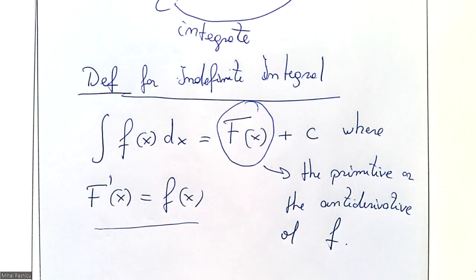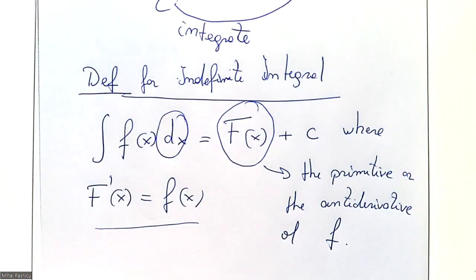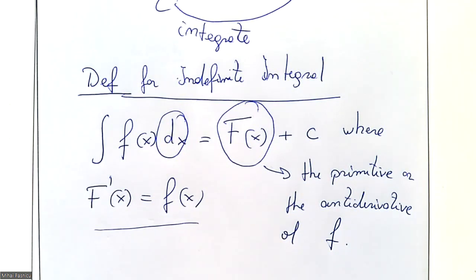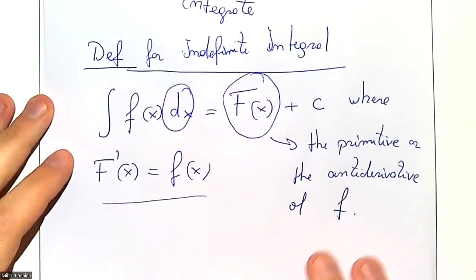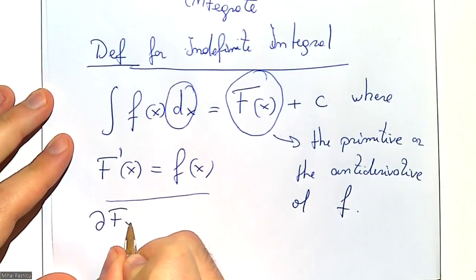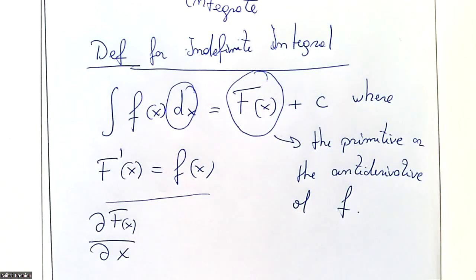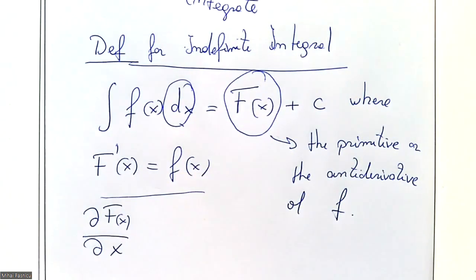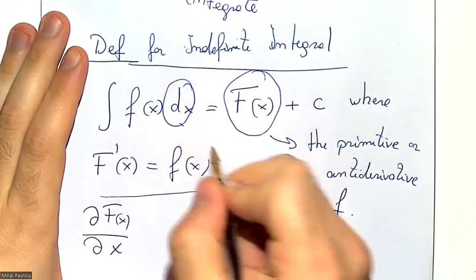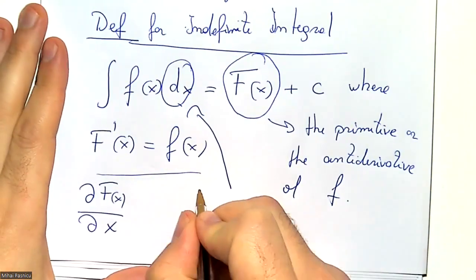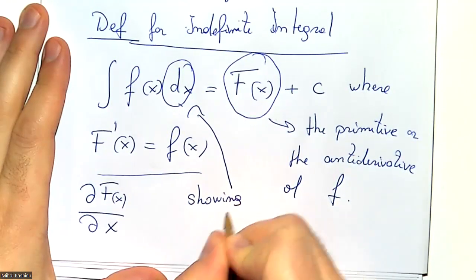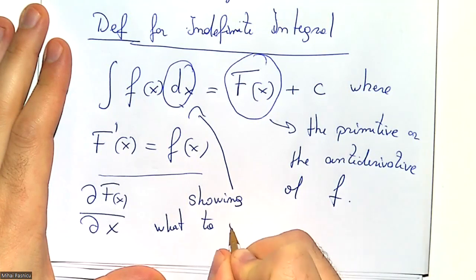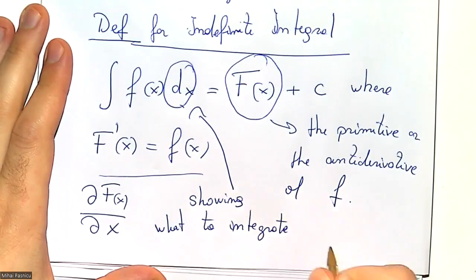Now, this dx over here is basically showing you what function you're integrating over. Remember when we had the derivative of big F of x over dx, basically showing you what you're taking a derivative of. This is the same exact thing. It's showing you what you're taking an integral of. I can write exactly what I said, which is showing what to integrate over.